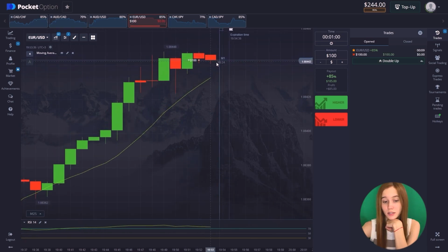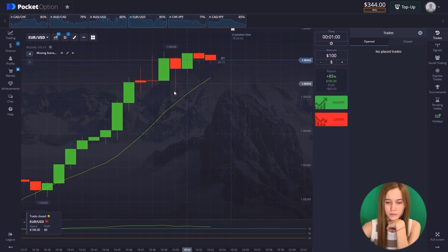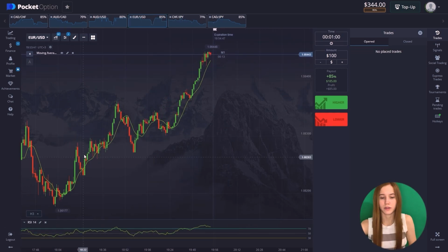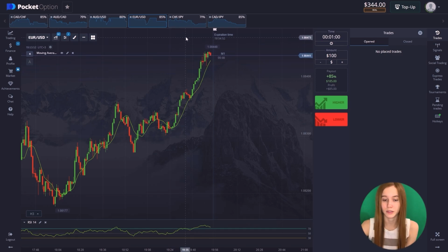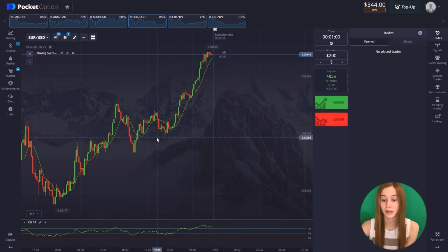Let's see. 11 seconds left until the end. Let's zoom it. The deal closes at 0. It's okay. Let's immediately move on to the next concept. Before we move on, let's increase the amount of deal to $200 and we'll immediately move on to the next concept.